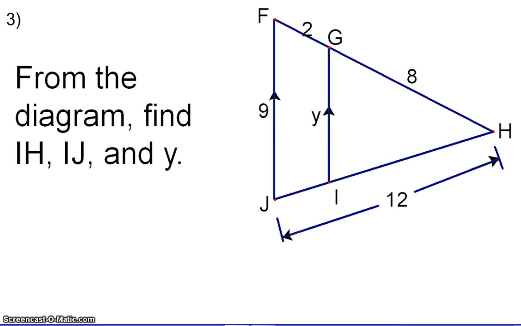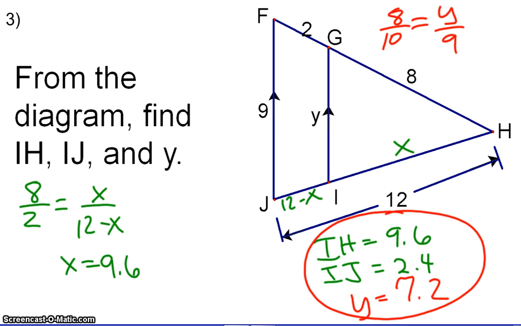Go ahead and pause the video and solve for number 3, and then you can check your answer when you are done. If you set this up where IH is x and then IJ is 12 minus x, you would get 9.6 for x. You could also switch the x and the 12 minus x. You would just get a different value for x. Either way, when you plug it back in, you get 9.6 for IH and 2.4 for IJ.